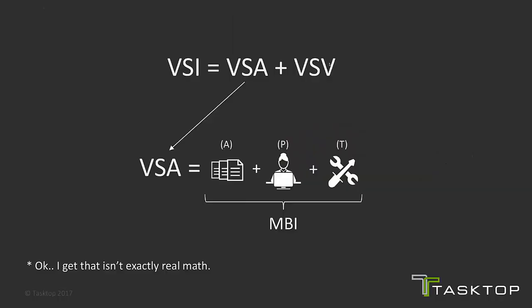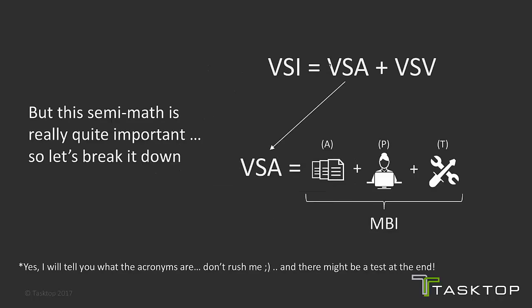So here is this crazy equation, VSI equals VSA plus VSV. VSA equals A plus P plus T, sort of over MBI. I do actually realize that this is not real math, but it's actually really important. And so we're basically going to spend the next hour kind of breaking down this equation, and then don't worry, there's storytelling time at the end, so that'll be fun.